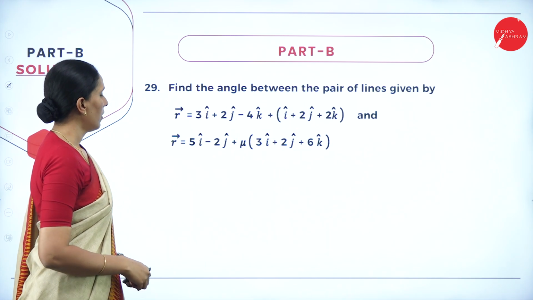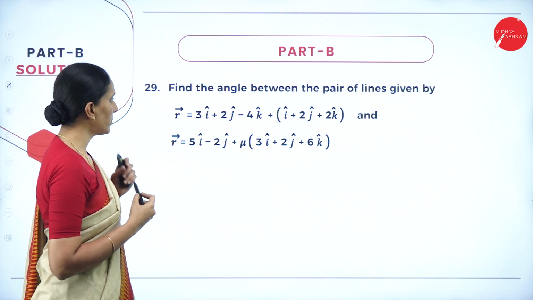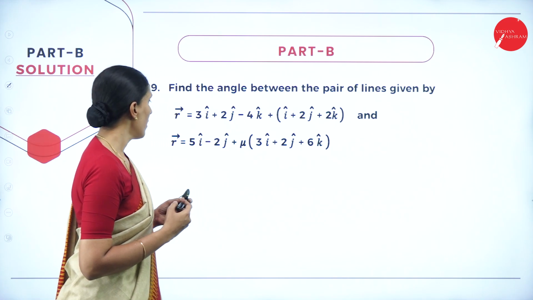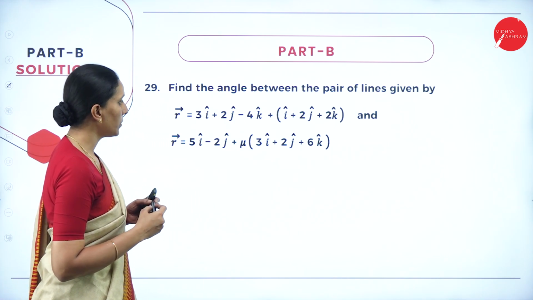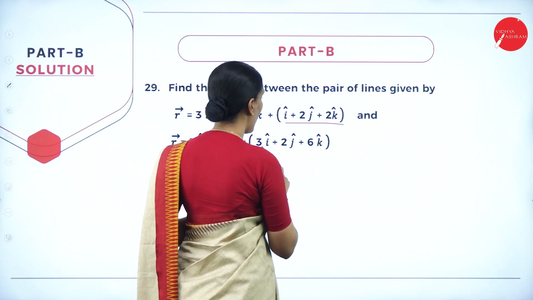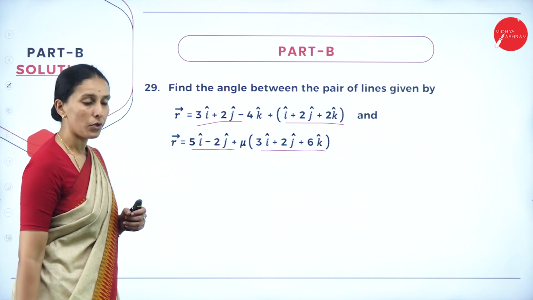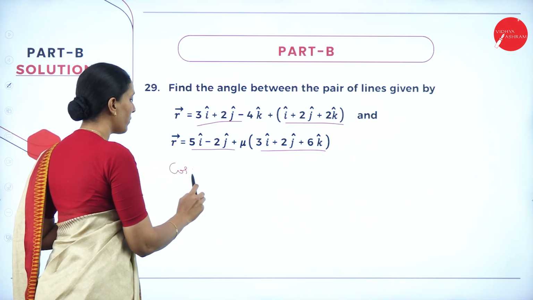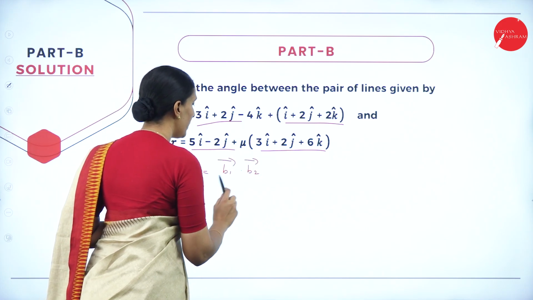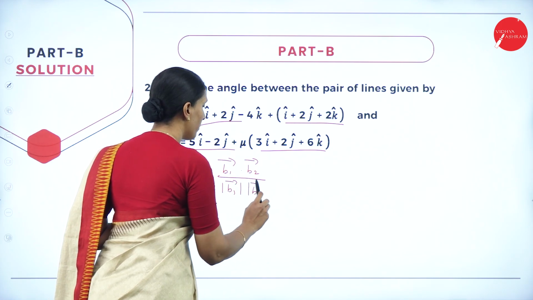Next question. Find the angle between the pair of lines given by vector r = 3i + 2j - 4k + λ(i + 2j + 2k) and r = 5i - 2j + μ(3i + 2j + 6k). So we have here vector b1 and vector b2. This is vector a1 and this is vector a2. So cos of the angle between two lines is given by the dot product of b1 and b2 divided by magnitude of b1, magnitude of b2.